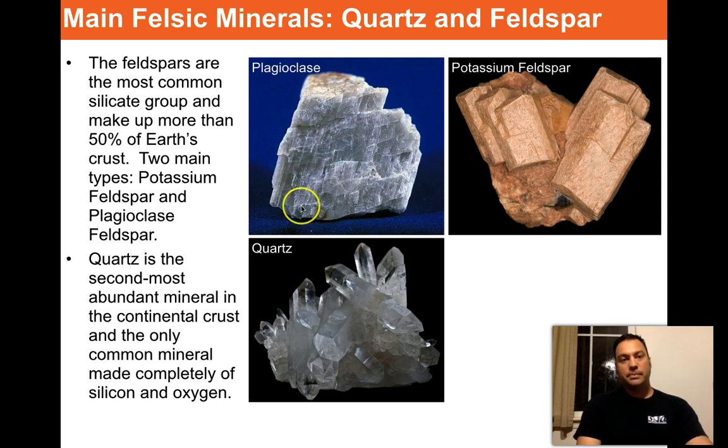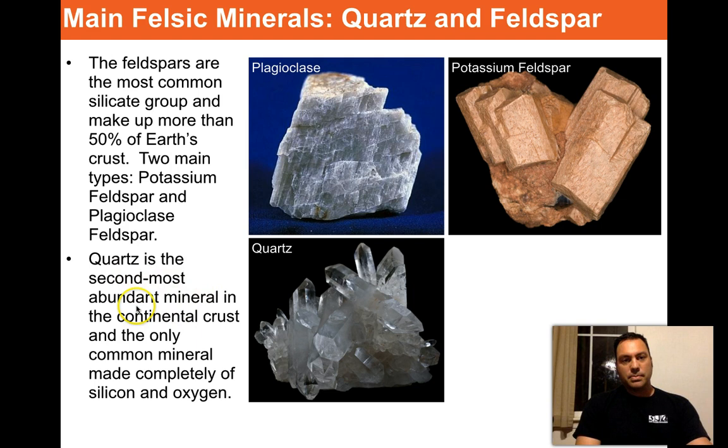mineral over here. Quartz is the second most abundant mineral in the continental crust. And notice it's not in the oceanic crust, only the continental crust. You will find the feldspars, however, especially plagioclase, in the oceanic crust. You'll rarely find this one here, but this is a big part of the oceanic crust.